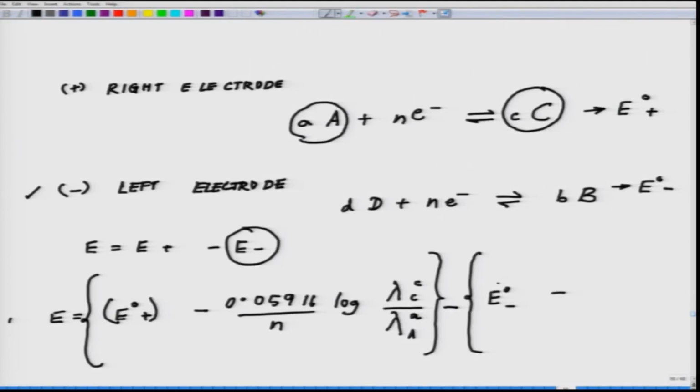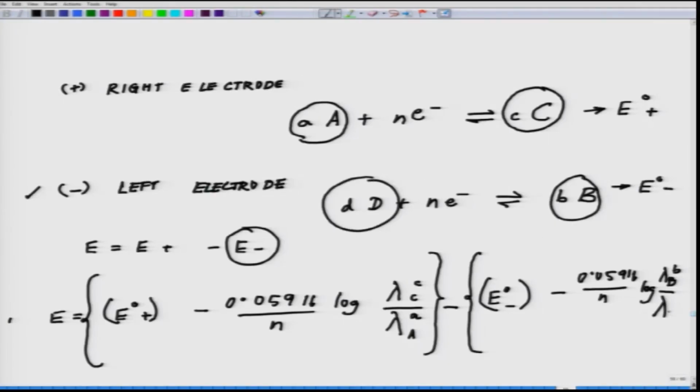Now, here is the minus term. So, this is the whole term, by the way, minus 0.05916 divided by n log. So, you have the other reaction as this is BB and this is DD. Okay. So, you have DD and you are closing upon the bracket. Okay. So, this is what the Nernst equation will look like.